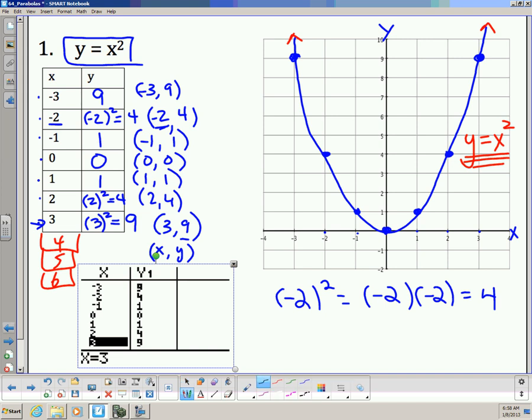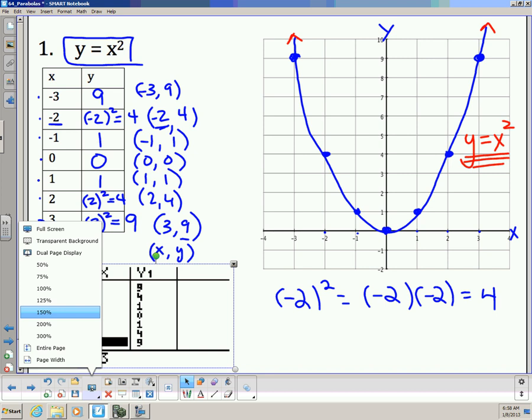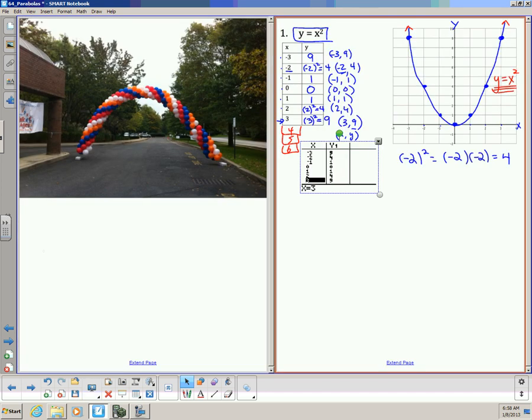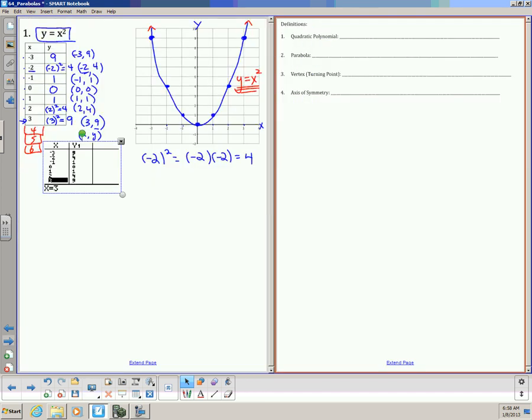So actually, let me split screen this. Not quite going to work the way I wanted it to. Let me just unlock this, and I will stretch this. Or not. Let's see here.